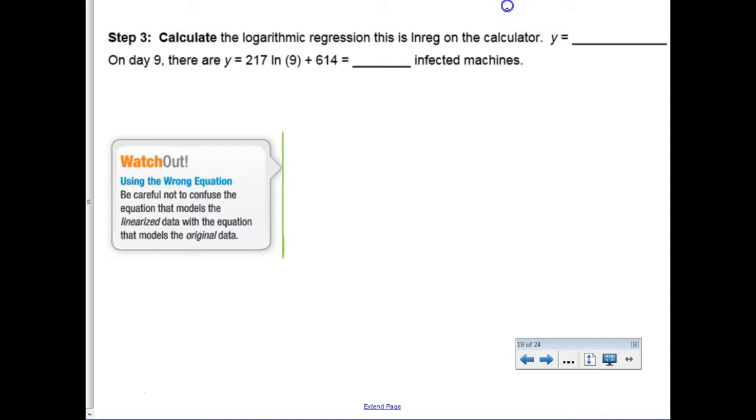Oh, we wrote down our function. I just forgot to write it down here. It was 614.4 plus 217.4 natural log x.